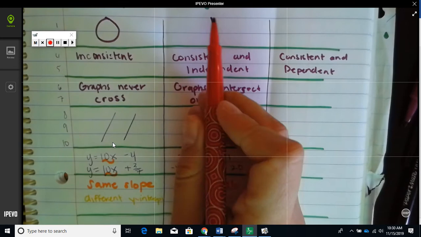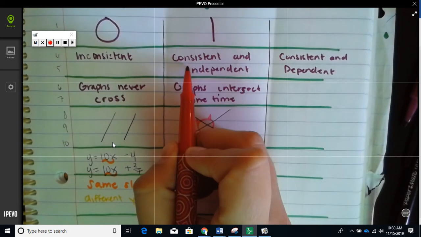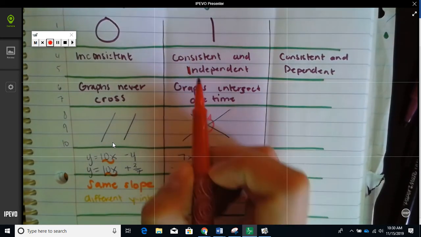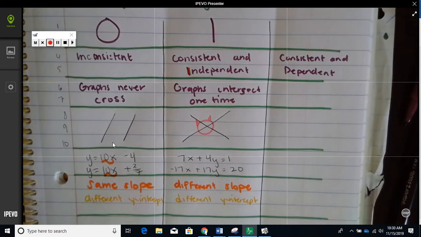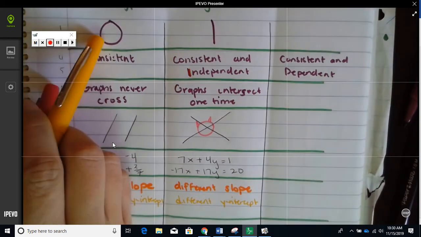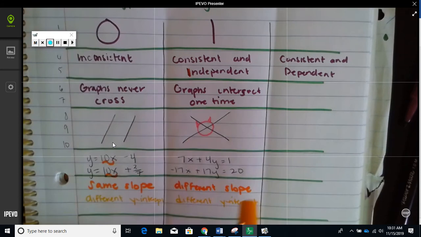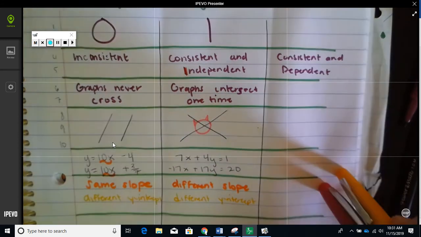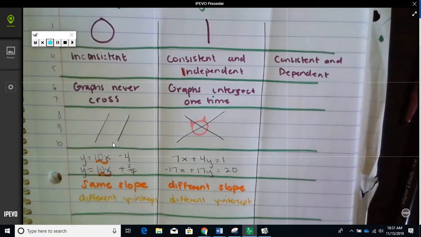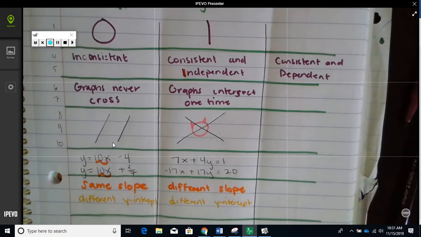Do you see how this is a 1 solution? See how independent looks like a number 1? That's how I remember which one is which. Inconsistent is 0 solutions. They never cross. They cross 1 time. What do you think the last one's going to look like? How many times do you think they cross?